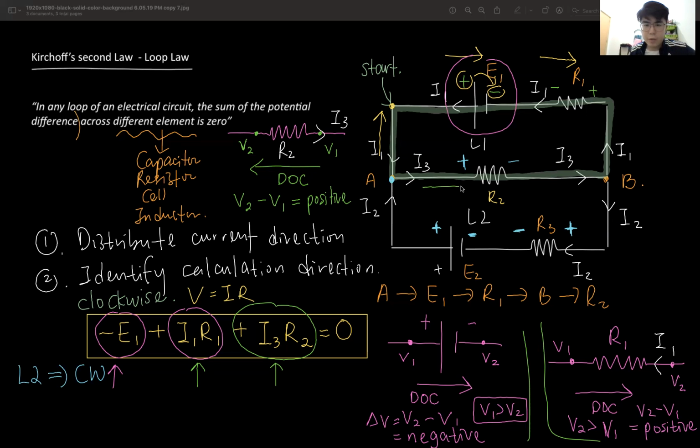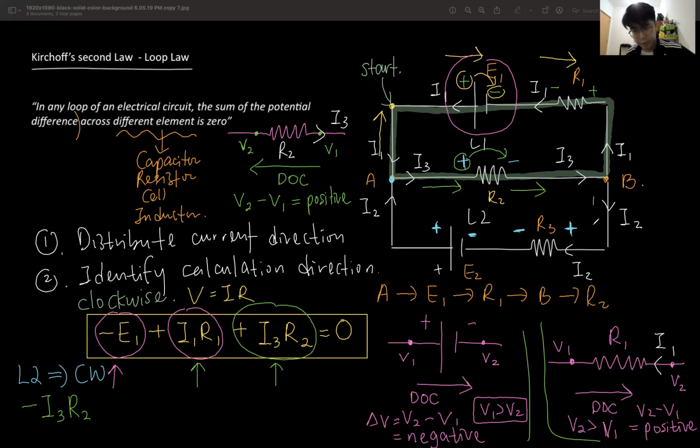So I start going to the right, cross the R2. Is it a positive or negative potential difference? I go from positive to minus, right? So it's a minus. So I write here, minus. What is that? The current is what? Current is I3. So minus I3, R2. Okay. Continue, stick to the direction calculation.